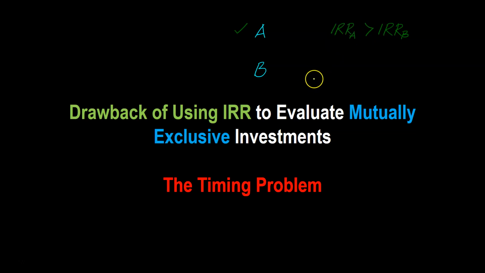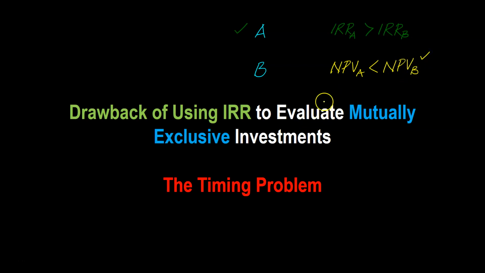Well, it turns out that in certain situations, this can lead you to make the wrong decision, because even if the IRR of A is more than the IRR of B, the NPV, or the net present value, of A may very well be less than the net present value of B. Which means that you may end up making the wrong decision because, in terms of net present value, Project B would have added more value to your firm. So this would have been the better project to go with.